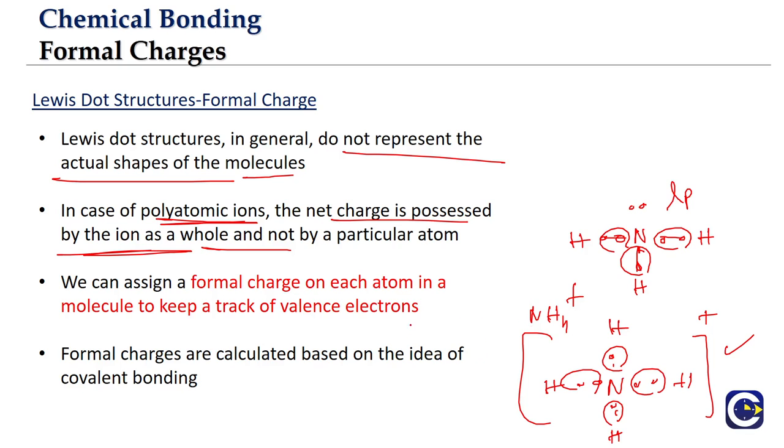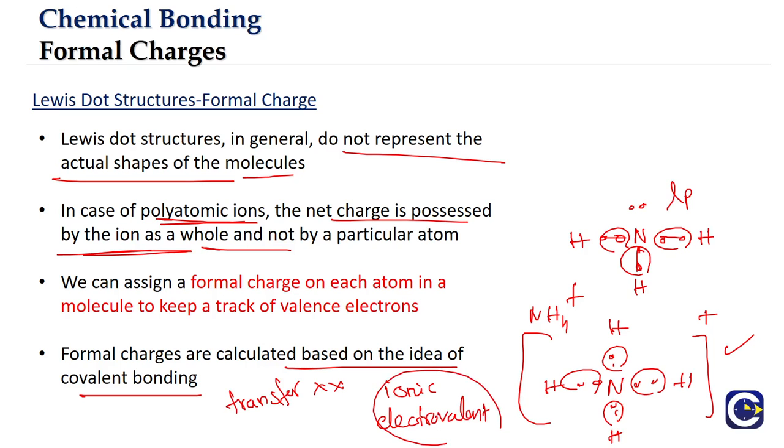How are we going to get the concept of formal charge? We will derive it based upon the idea of covalent bonding only. So it is not going to be the transfer of electrons, the way we talk in the case of ionic or electrovalent bonding. There will be no transfer of electrons, nothing of that sort. The formal charge will be based upon the covalent bonding concept only. We will see how we get the formal charge.